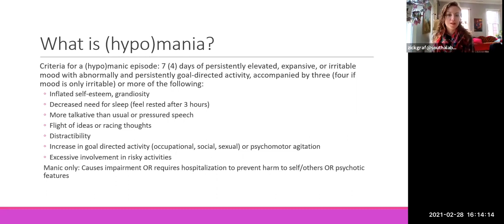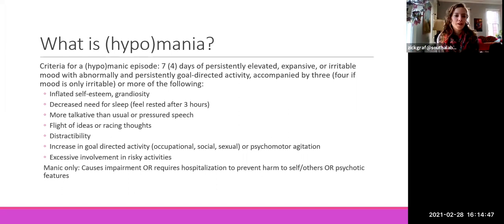This increase in goal-directed activity, which again, the goal-directed activity can have to do with your job. It can have to do with your social life. People who are in a manic episode can become extremely outgoing. The goal-directed activity can be sexual, either with other people or with yourself. Or as an alternative to this increase in goal-directed activity, people might experience psychomotor agitation, which you could think of as kind of like a really extreme end of the spectrum of goal-directed activity, because psychomotor agitation is movement and activity that's actually not directed towards a goal.